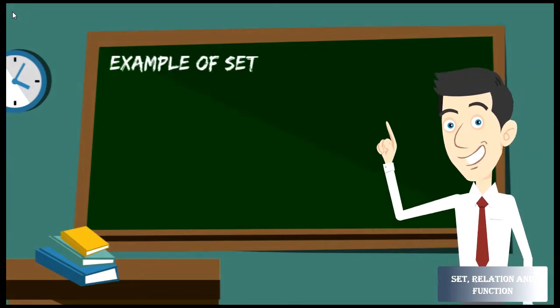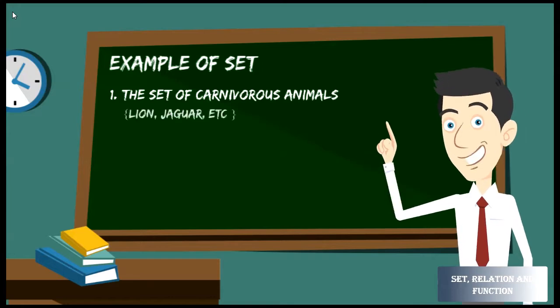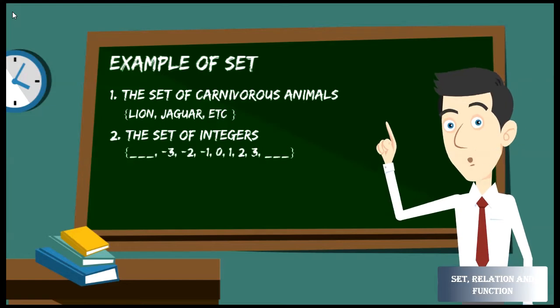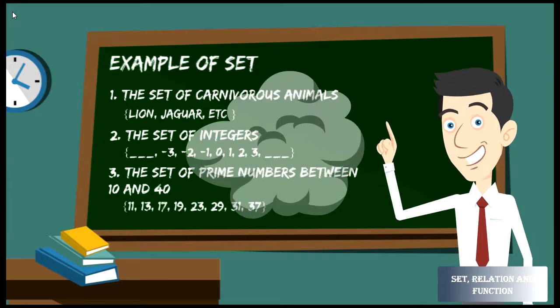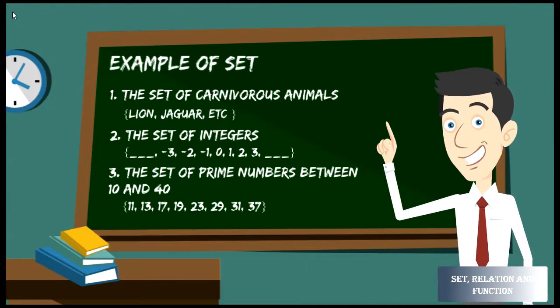Here are examples of set. First, the set of carnivorous animals: lion, jaguar, etc. Then the set of integers, and the next one is the set of prime numbers between 10 and 40. All of them are called a set because they are defined. For example, the set of integers can be defined as between minus infinity and infinity. The set of prime numbers between 10 and 40 can be defined like in this slide.